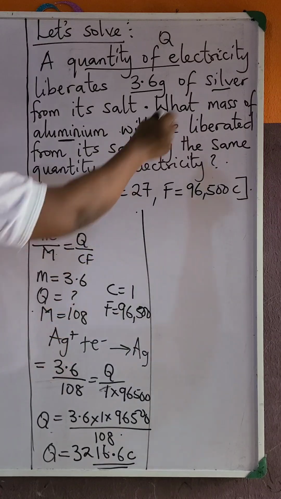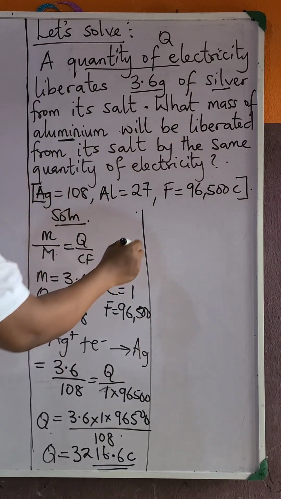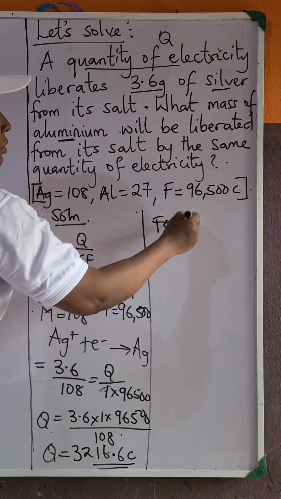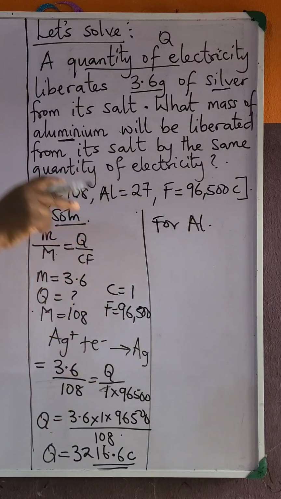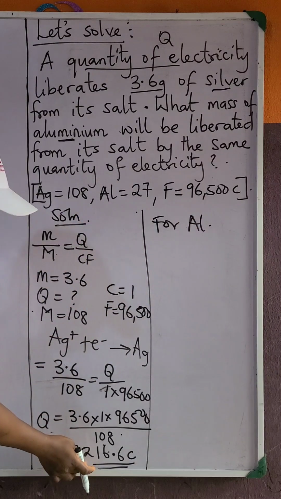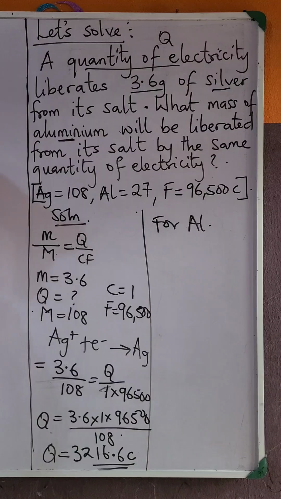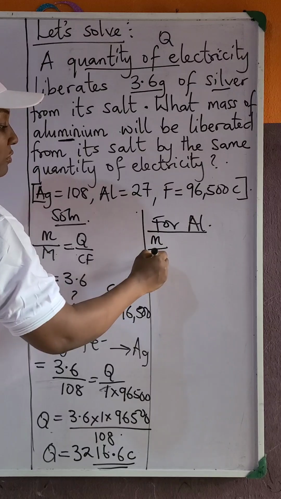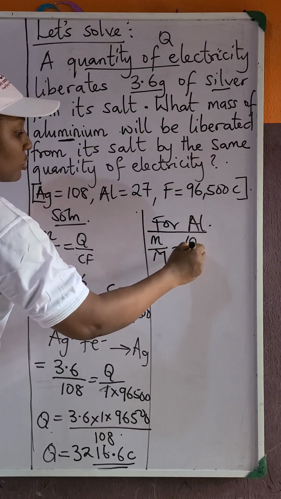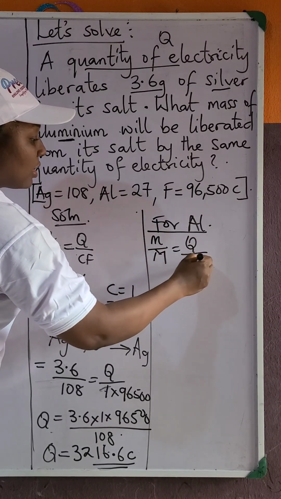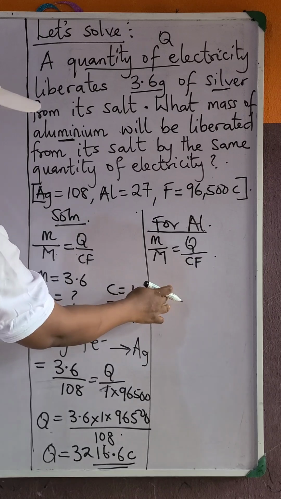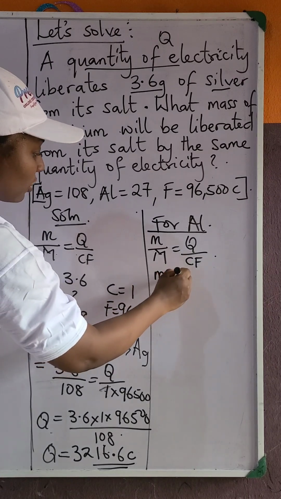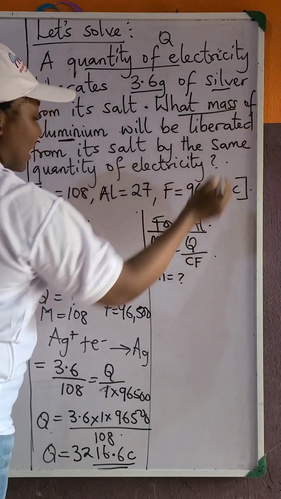Now the question is saying what mass of aluminium? So for aluminium, what mass of aluminium will 3,216.6 coulombs of electricity liberate? I'll use my formula again. So I'll still say mass over molar mass is equals to Q over CF. And in this case, I'm looking for the mass because they said what mass?